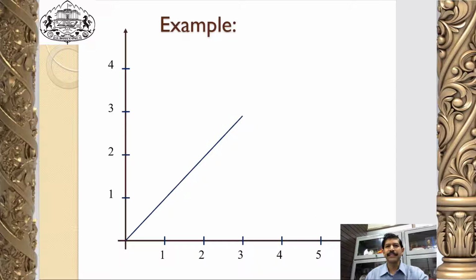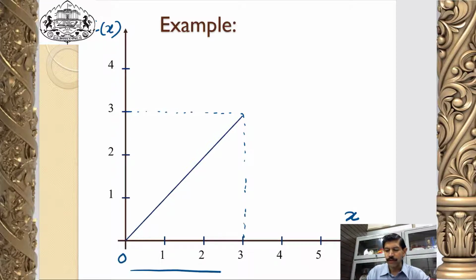Let's take a very simple example. And this particular function is shown over here. Let's call the x-axis x, and the y-axis becomes f of x. It becomes a function of some independent variable x. And as you can clearly see, this function is exactly the same as x between 0 and 3. So in this particular range.